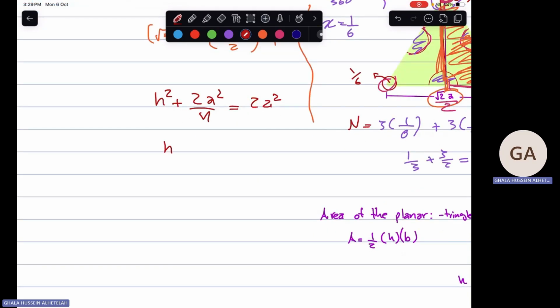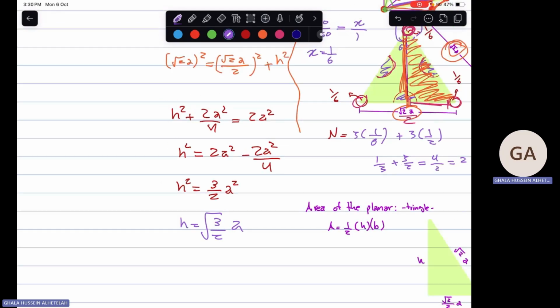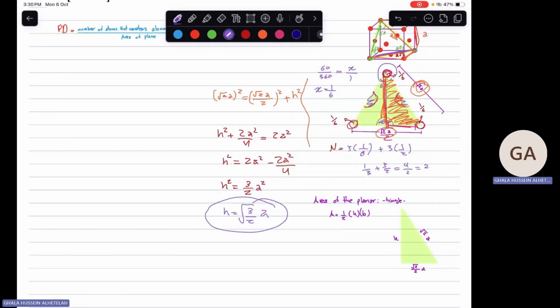Let's have h on one side. We have 2a squared minus 2a squared over 4, so h squared is going to be 3 over 2 a squared. Take the square root of both sides, and you will find that h is equal to square root of 3 over 2 times a. This is the height.